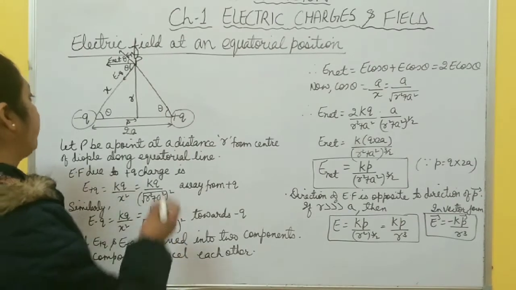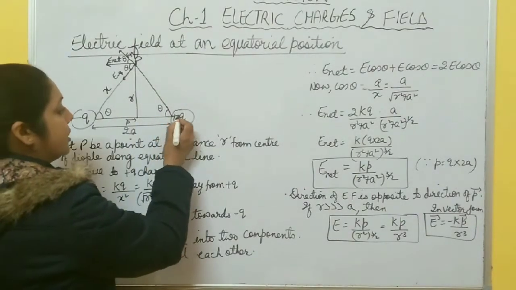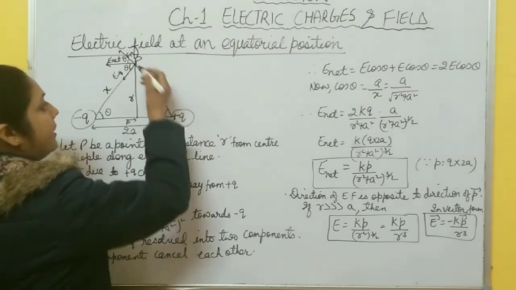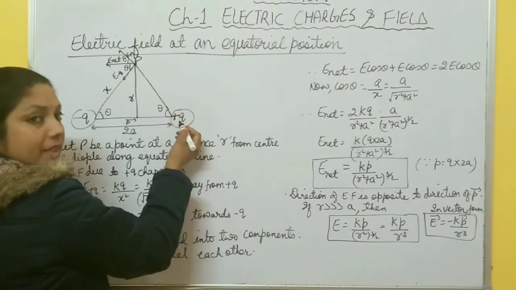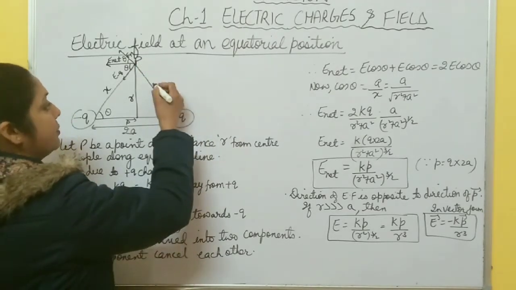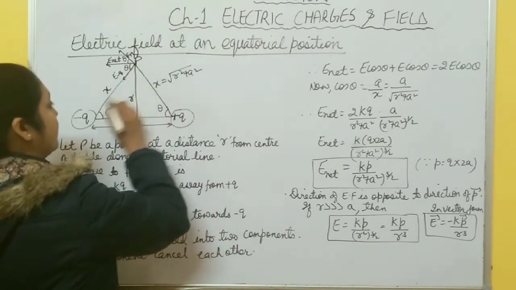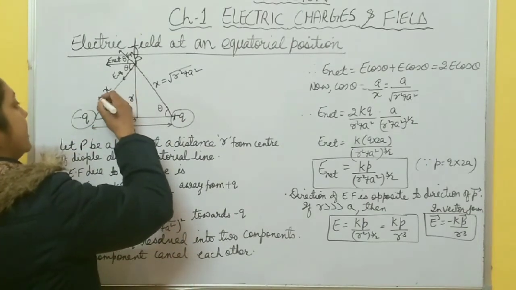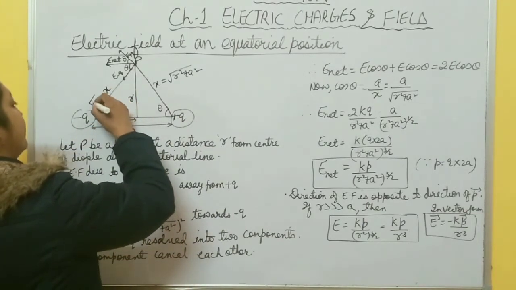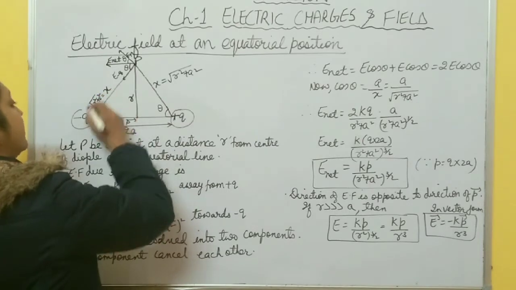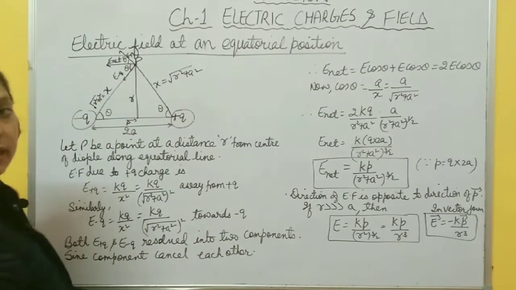So let us find it. Suppose first plus q charge, right? What is the electric field at point P due to this plus q charge? Distance, suppose x, and x is equal to under root r square plus a square, right? Here again x is equal to under root r square plus a square. Distance from the two charges are same.